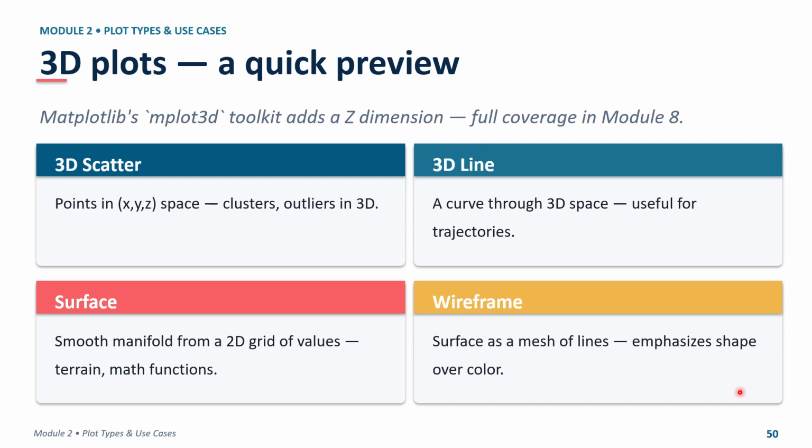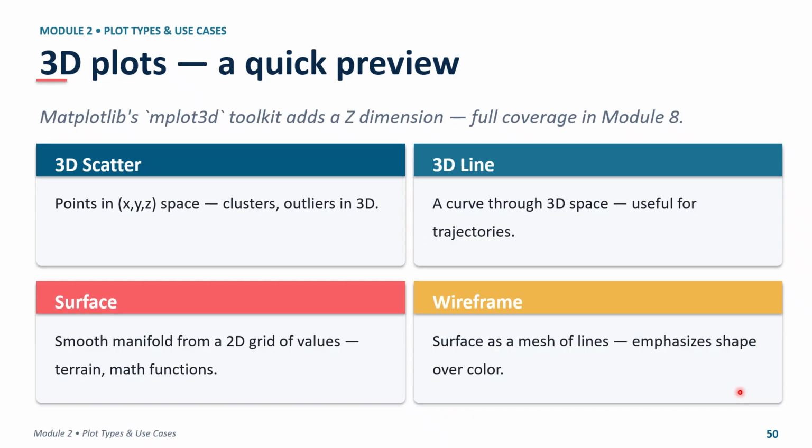Next is the 3D line. A 3D line is a trajectory or a path through 3D space. It is used in physics, simulations, robotics for robot arm paths, and for GPS tracking to track latitude, longitude, and altitude over a period of time. You can go ahead with the 3D line.